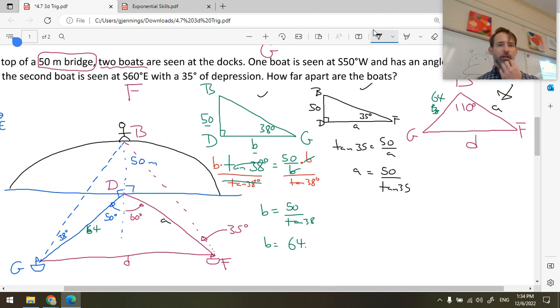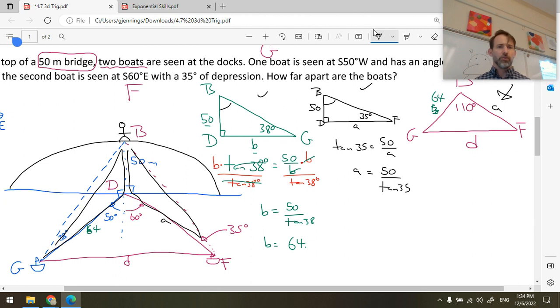It's a different angle in both triangles. It's a different angle over here, because this was the first triangle that we did, and now we're doing this triangle. So we labeled the sides differently because they have different angles. The angle B is not the same in both. Angle DBF over here is different than angle DBG over here. And so we get A is equal to 50 over tan 35.